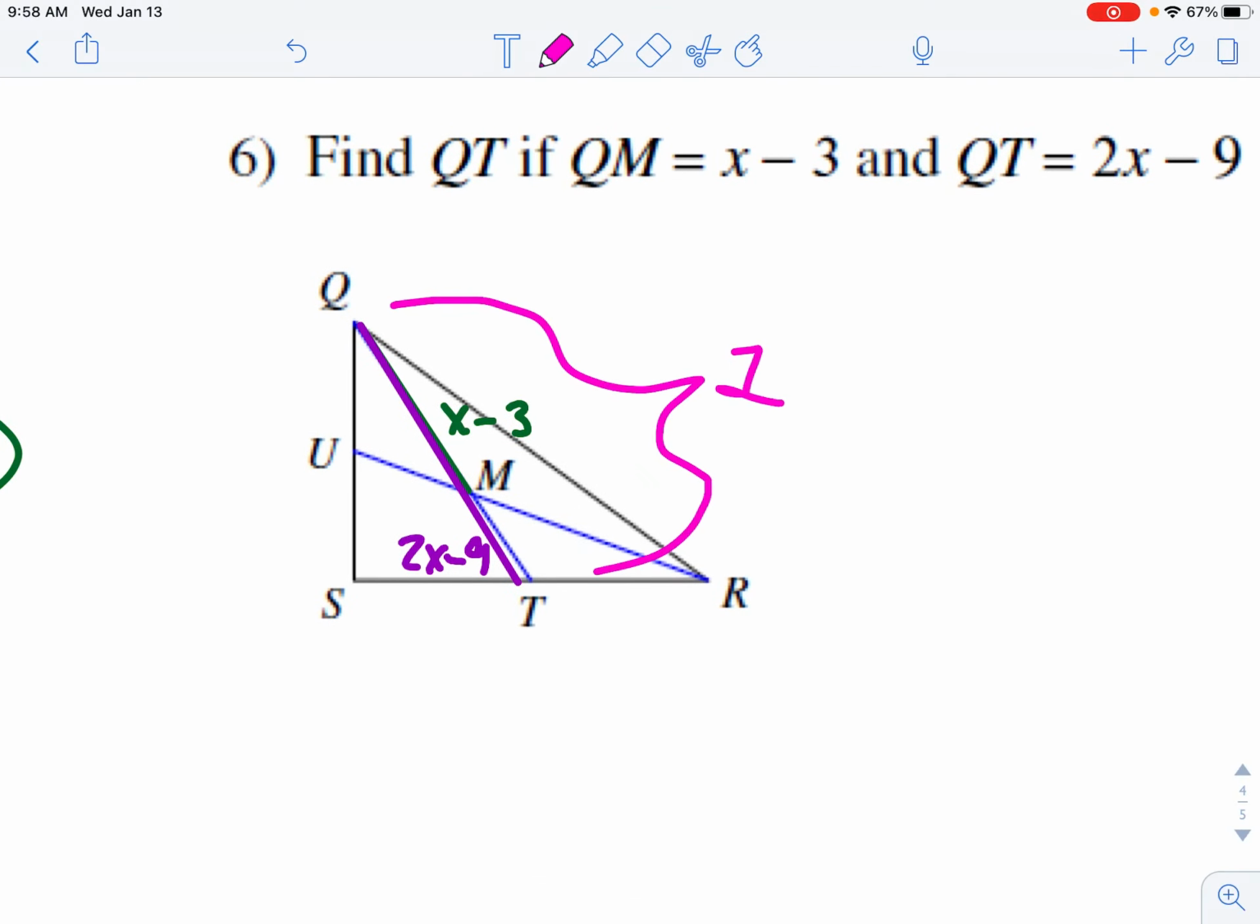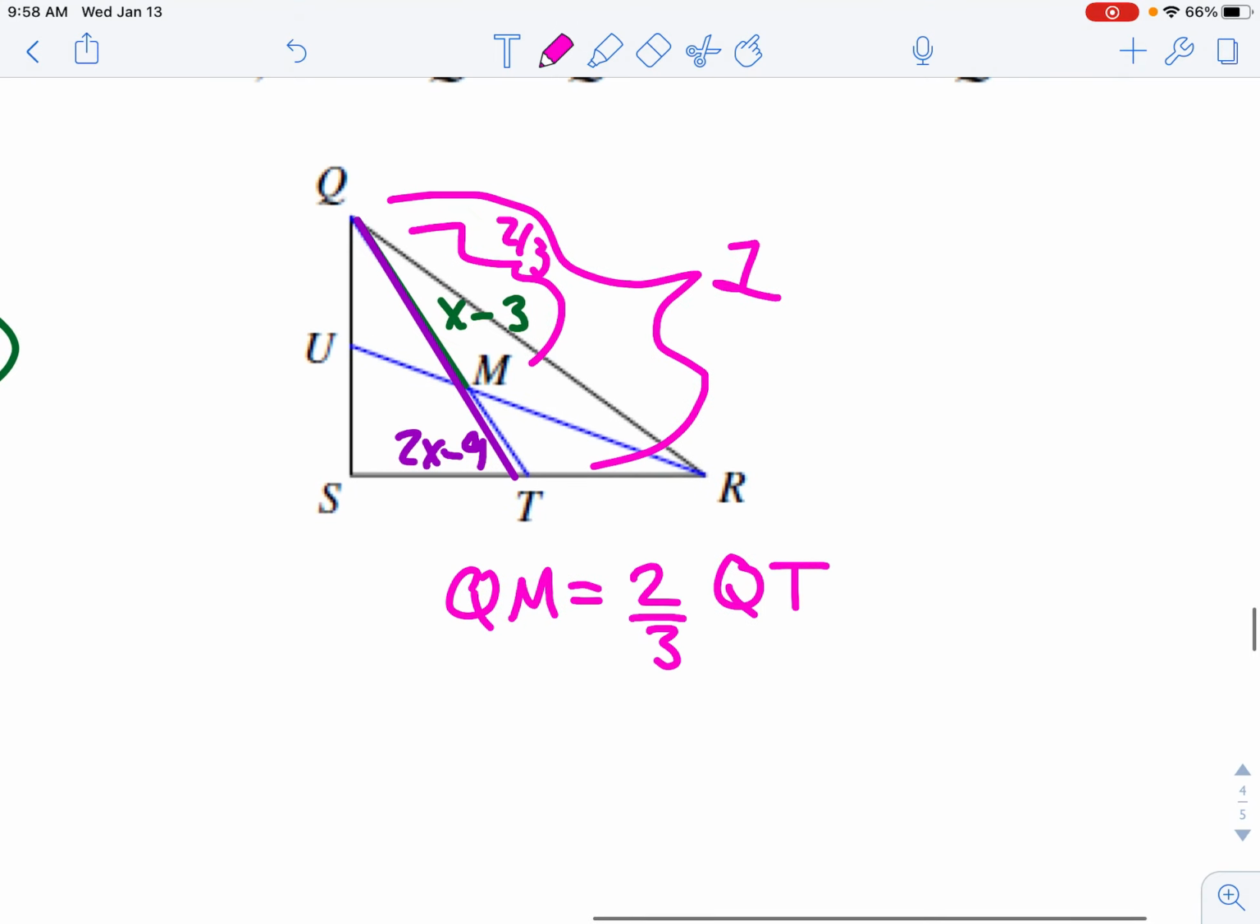We got the whole thing, one whole, and remember this part is 2/3 of it. All right, so what I'm going to have to do is QM is equal to 2/3 of QT. We've been talking about this ratio the whole time. So that means x minus 3 equals 2 times the quantity 2x minus 9, over 3.